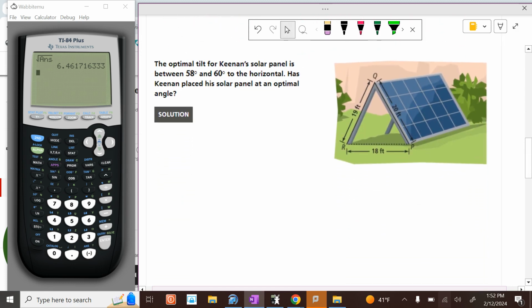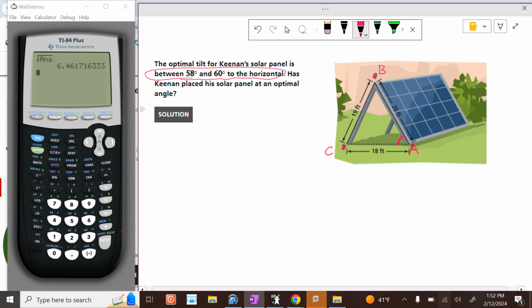Where it's not so easy is if we're looking for this angle right here, angle P. And I'm going to rename this A. I'm going to rename this one up here B. And I'm going to rename this one down here C. So it goes with my formula. Okay? So A, B, and C. We want to figure out what angle A is because the optimal angle is between 58 and 60 degrees. And that'll catch the most sun.